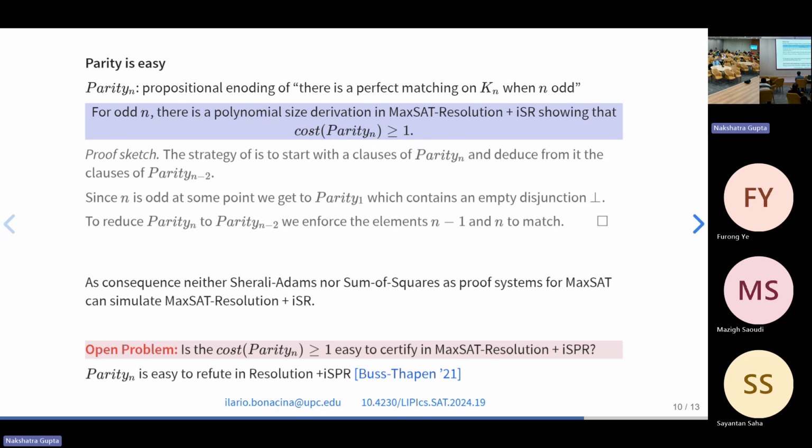Okay, so now an open problem. Again, in this paper by Bonet and Tapia, they prove the upper bound in ISPR. We were not able to do that for the same reason: some axioms are used several times. It will be interesting to see if this could be avoided.